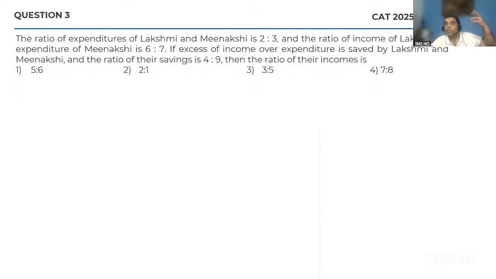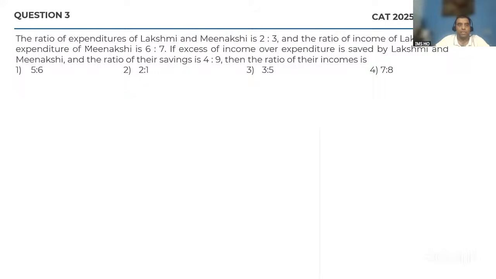So they're talking about income, expenditure, and savings. Whenever you come across this kind of question, I'll show you the shorter way also, but pen down the data so that you don't get confused. Whenever there's expenditure, put a subscript E. If they're saying income, put I. If they're saying saving, put S, so that there's no confusion.